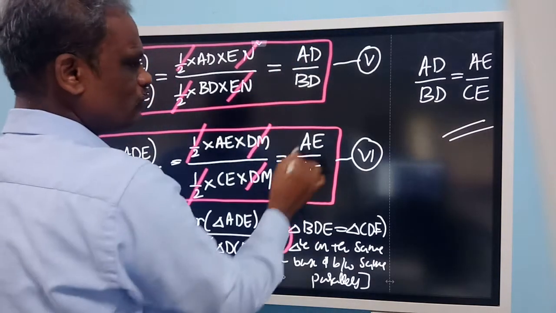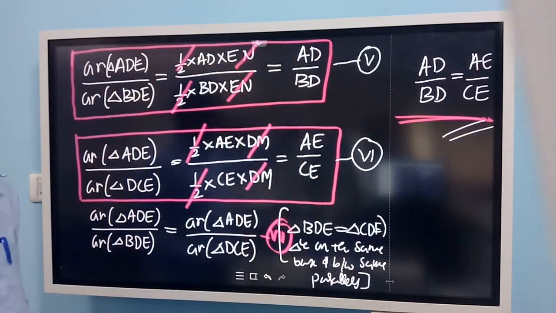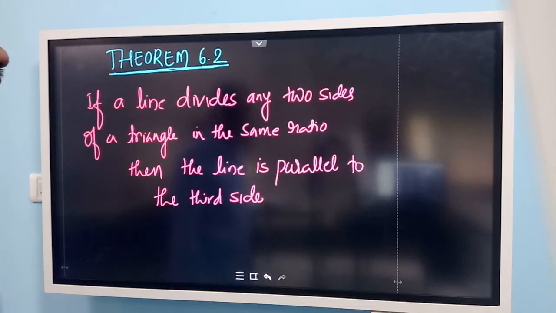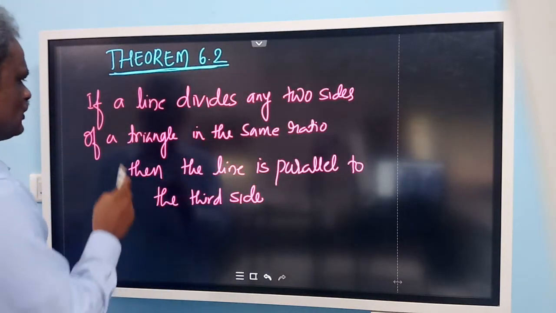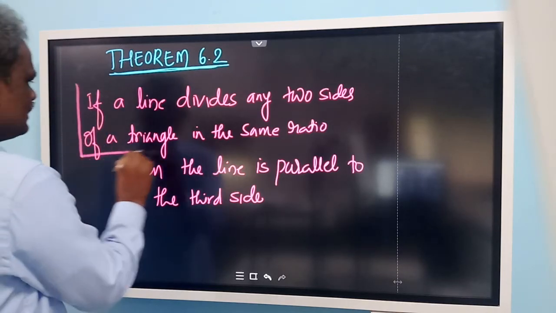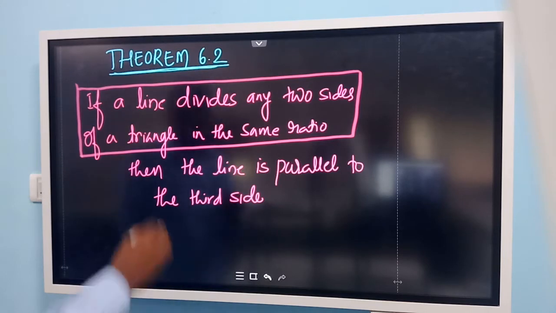Naturally the right hand side should be equal. That is the proof of this theorem. Now, if a line divides any two sides of a triangle in the same ratio, this is the first part of this statement. Let us divide this into two parts. This is the first part.